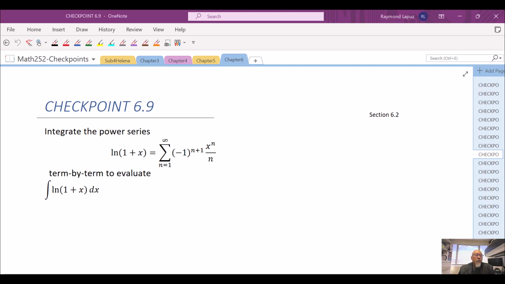My name is Lapuz. In this video we'll be looking at checkpoint 6.9 from section 6.2. It says to integrate this power series, and we have the function ln of 1 plus x, which is equal to the series n goes from 1 to infinity of -1 raised to the n plus first power times x to the n over n. So this looks like it's an alternating series, and we're going to want to do some term-by-term integrating.